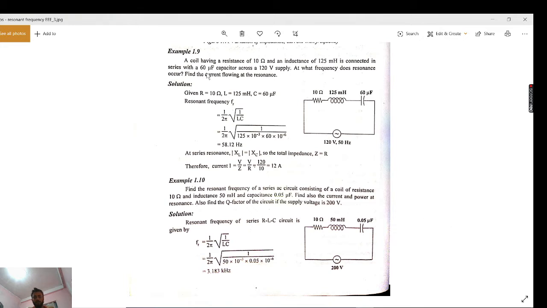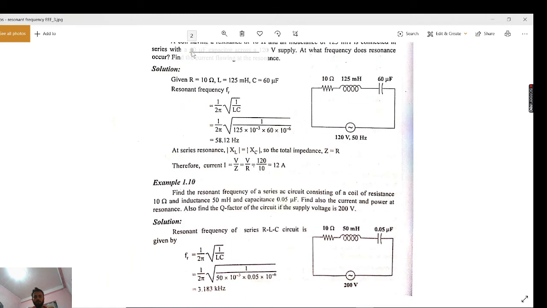And now we can see a numerical. A coil having a resistance of 10 ohm and inductance of 125 millihenry is connected in series with a 60 microfarad capacitor across a 120 volt supply. At what frequency does the resonance occur? Find the current flowing at resonance.